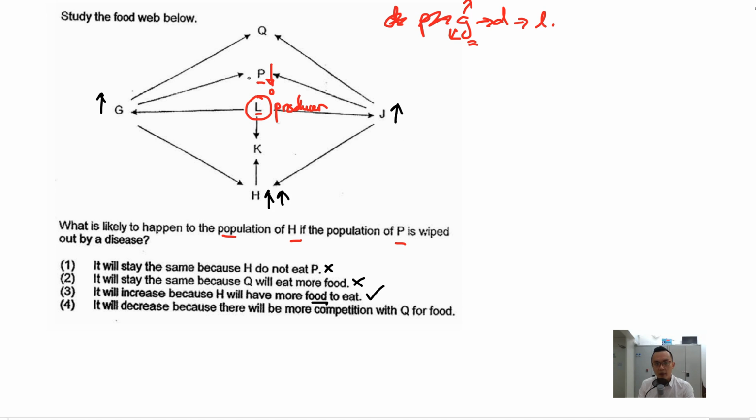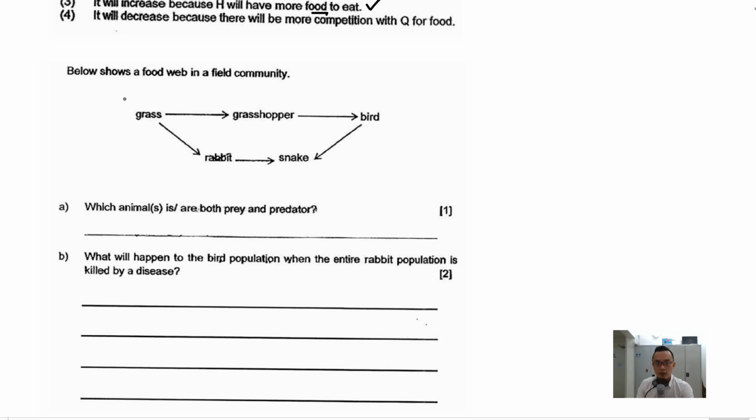Alright, H has more food to eat because P is actually a competitor for both G and J. Alright, so if there's no more P, then there'll be more G and more J, which is more food for H. So the answer is number 3. So let's look at the next question.